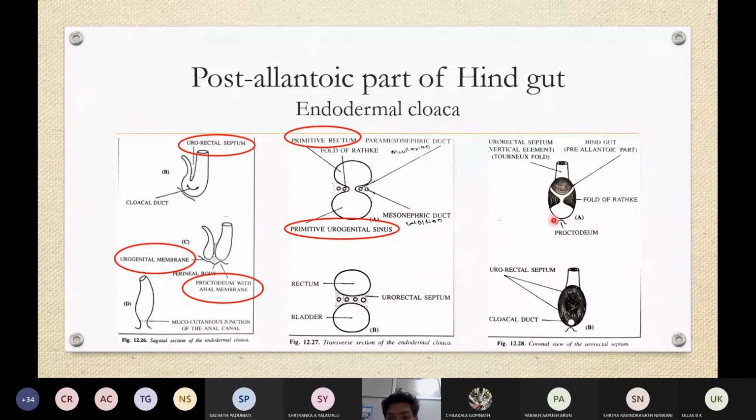If the cloaca remains, the cloacal duct will have a connection between the rectum and the urinary bladder. So this is how the post-allantoic part develops here. Now you can see the developing fold here, and even the fold of Rathke over here.